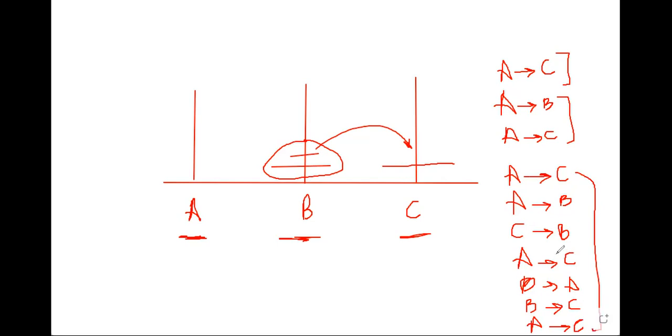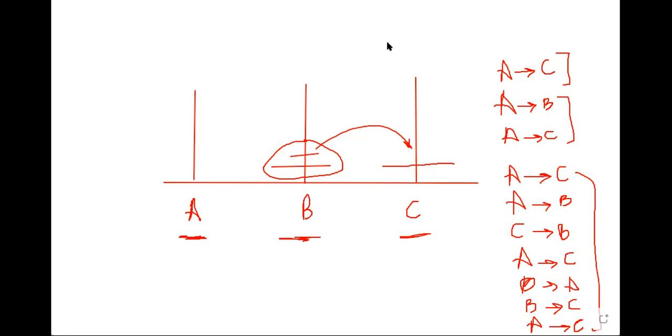So in every case, there are primarily two things that are happening. One is that you take a single disk, if it is the largest disk in there, from your source and put it directly onto your destination, or you'll have to use your auxiliary or supporting peg to do that. And the same would happen in case of four disks and then n disks.